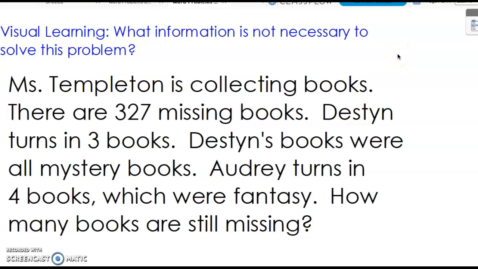Miss Templeton is collecting books. There are 327 missing books. Destin turns in 3 books. Destin's books were all mystery books. Audrey turns in 4 books, which were fantasy. How many books are still missing?